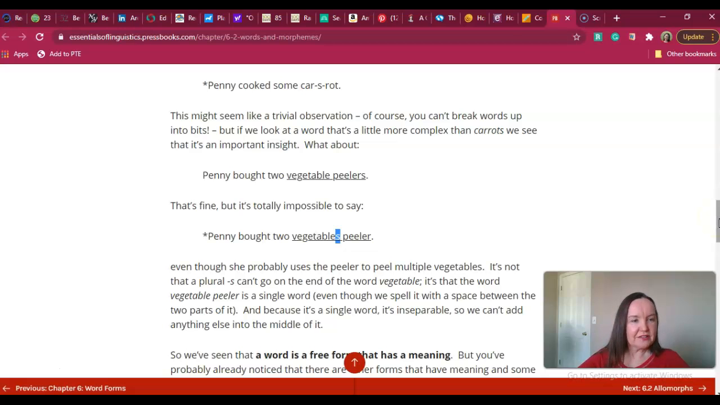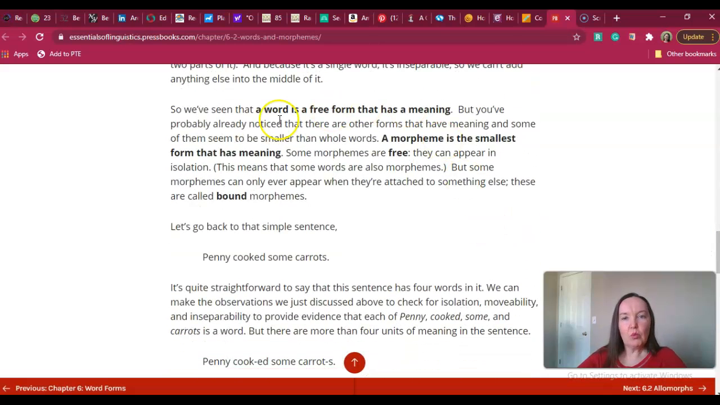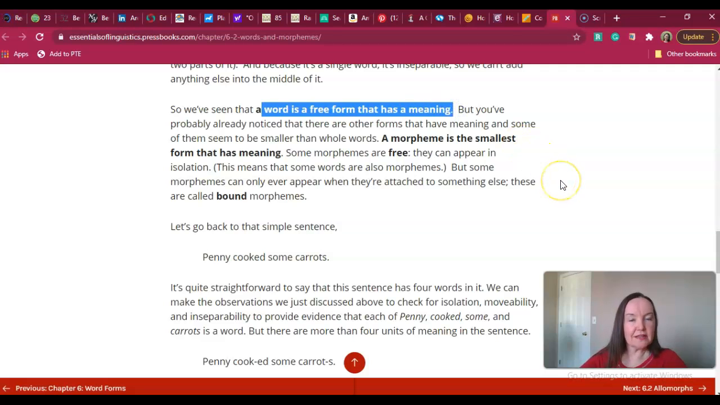Okay, so basically the concept there is that we can't separate words. We can't just take pieces like suffixes and prefixes and move them around within words. It won't work. All right, so we've seen that a word is a free form that has a meaning. It can stand by itself. It can exist in isolation. It doesn't have to be connected to something else, unless you need to express a more complex idea in the form of a whole sentence.